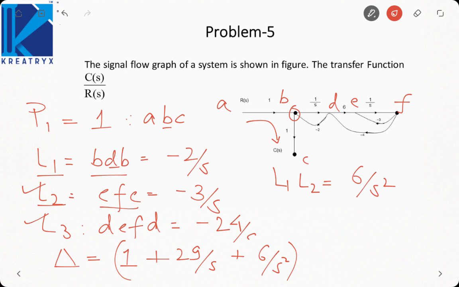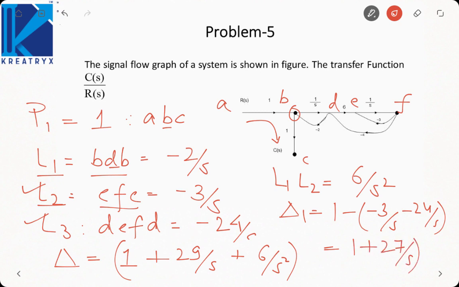Now this path is touching L1, so for delta 1 we need to remove L1, so L2 and L3 would remain. 1 minus minus 3 by S minus 24 by S. So 1 plus 27 by S. This would be my delta 1.